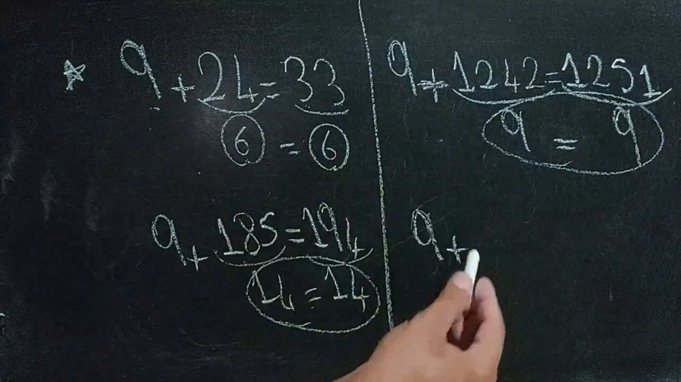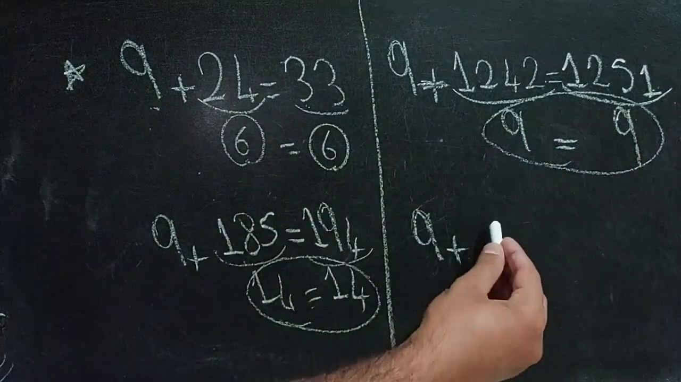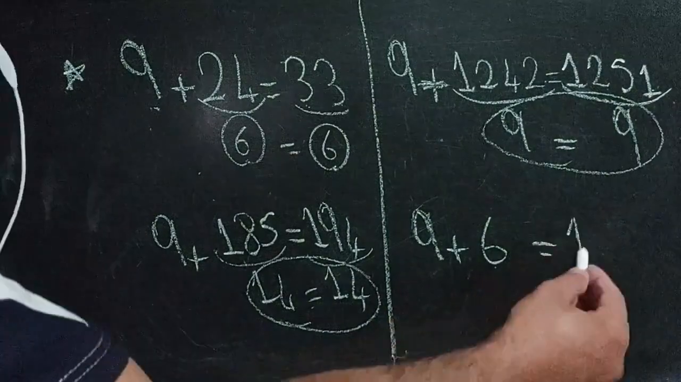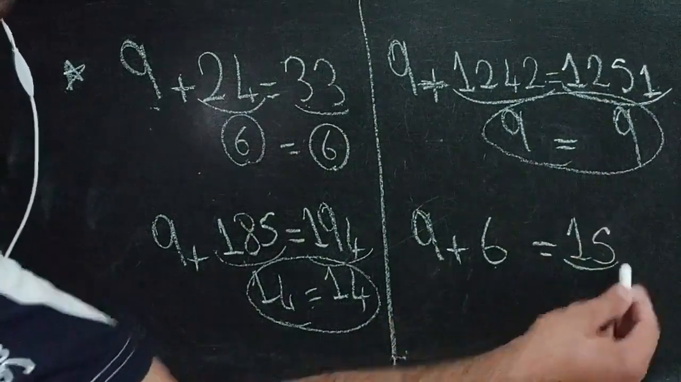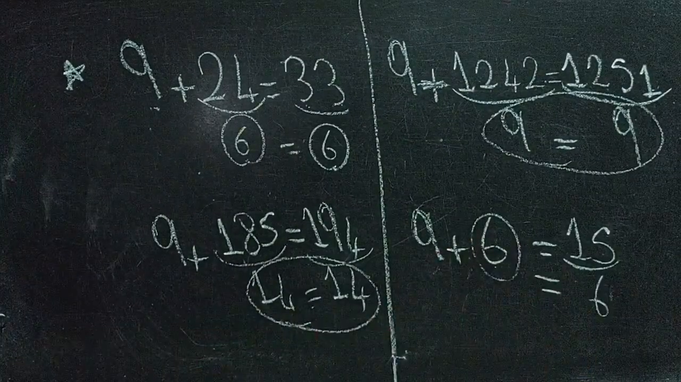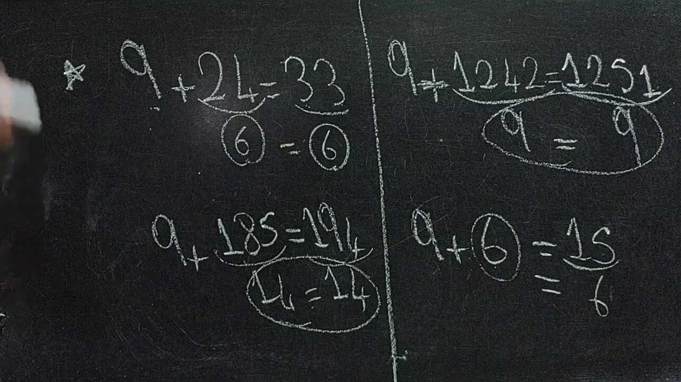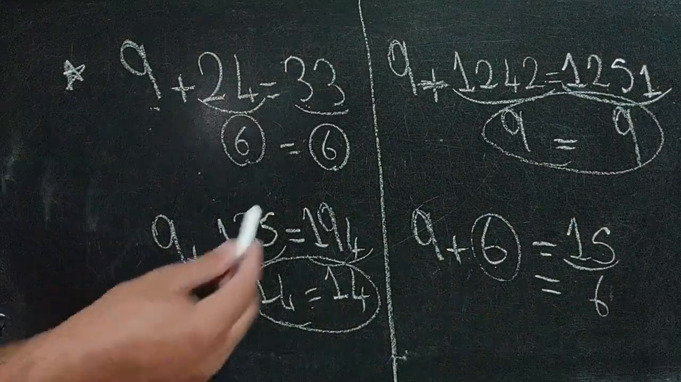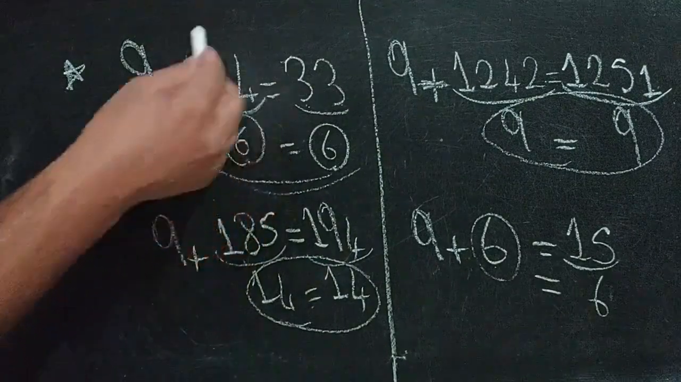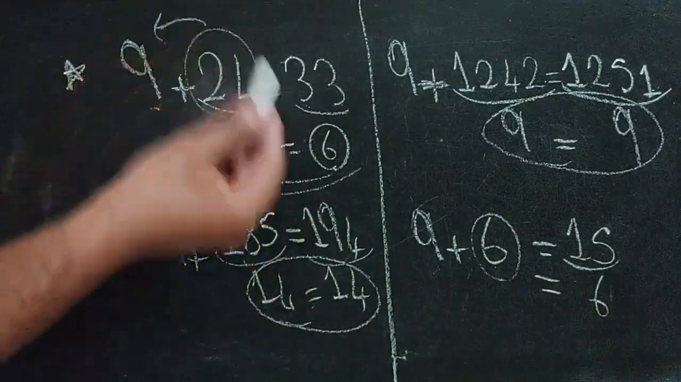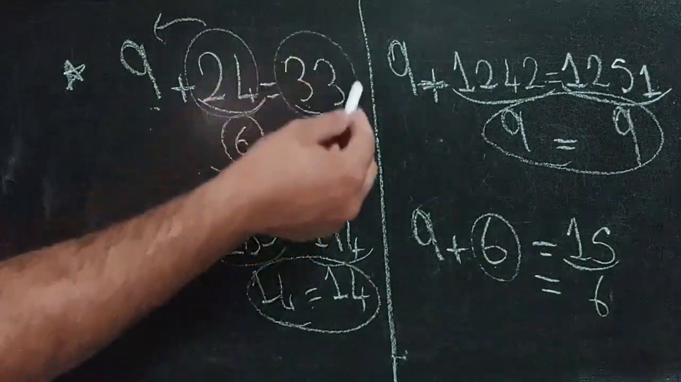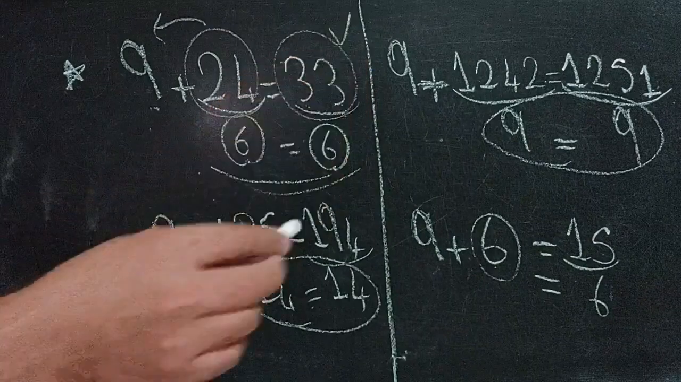So let's put one digit, like 6. 6 + 9 = 15. So 1 + 5 = 6. Look, 6. So you can try any number, it will give you this. The sum of the digits of the number which you add to 9 will be the same as the sum of the digits of the result. Every time.